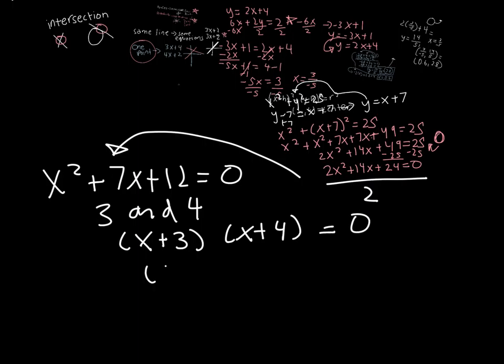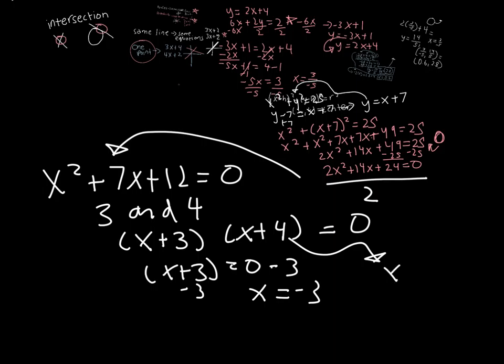So now you have to set each one separately equal to 0. So x plus 3 is equal to 0. And you solve for x, and x is equal to negative 3. So then you do the same thing here, and x would be equal to negative 4.